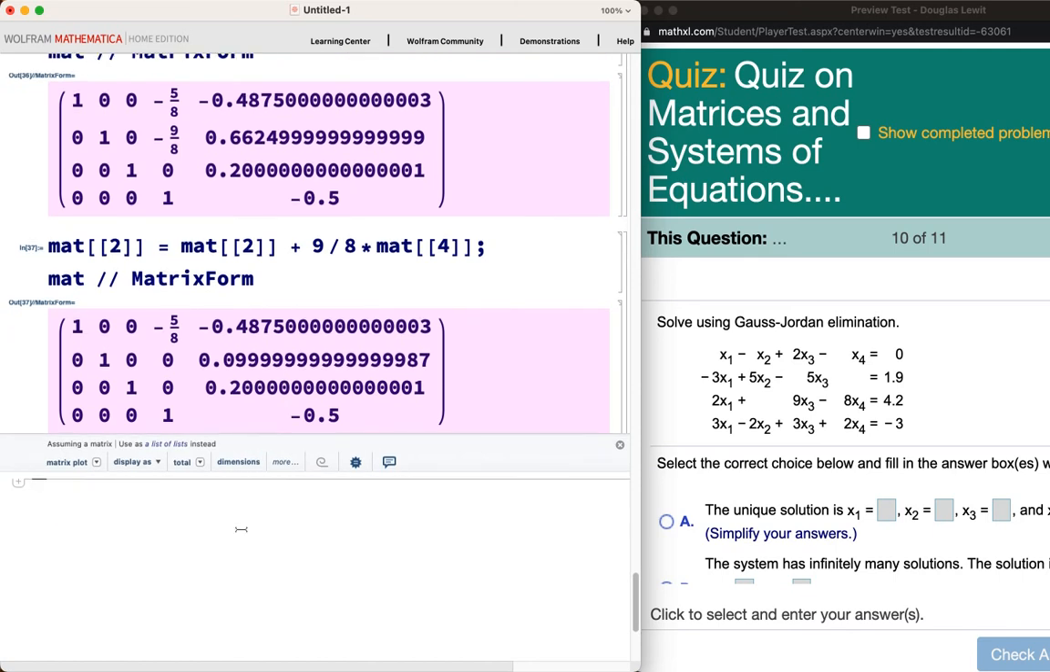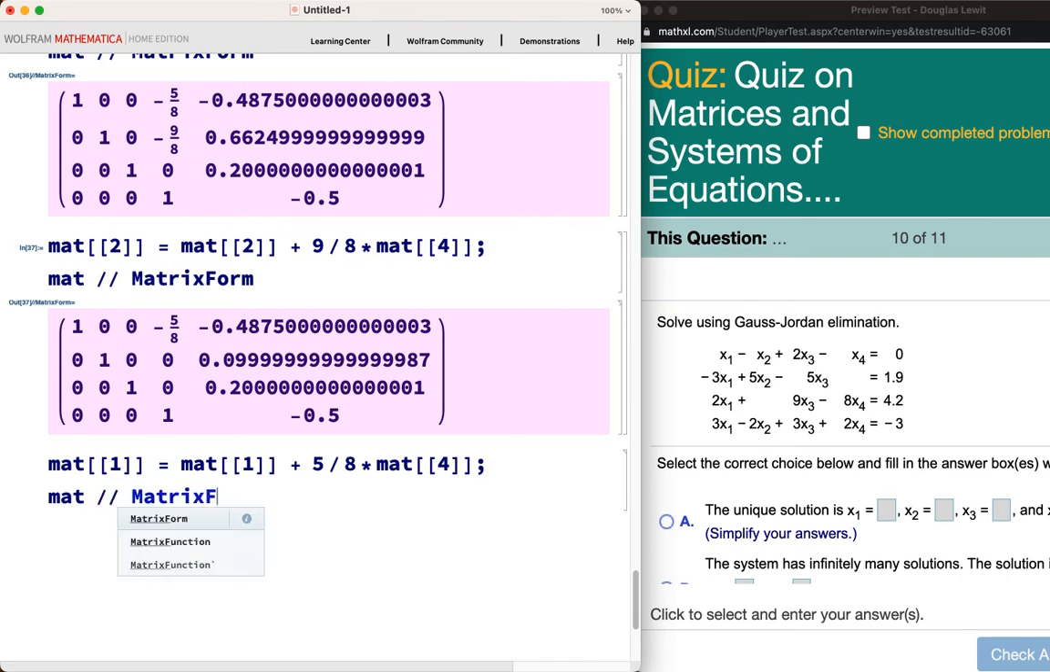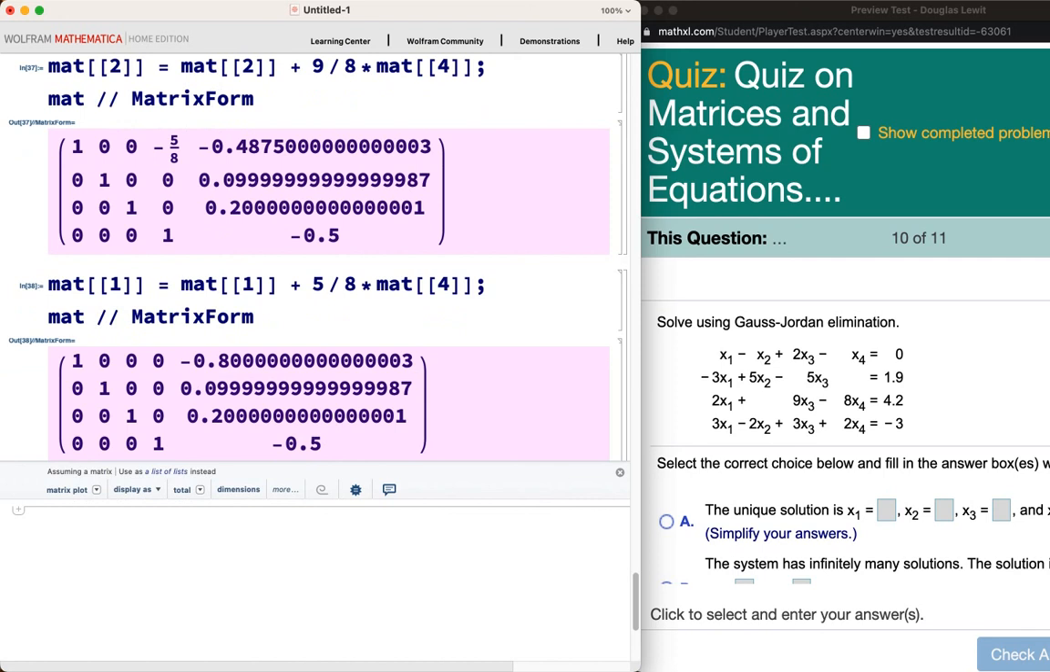All right. And then finally, we have the new first row is equal to the old first row plus 5/8 times the fourth row, which will cancel out the negative 5/8. And then we have this solution. So this is our solution.